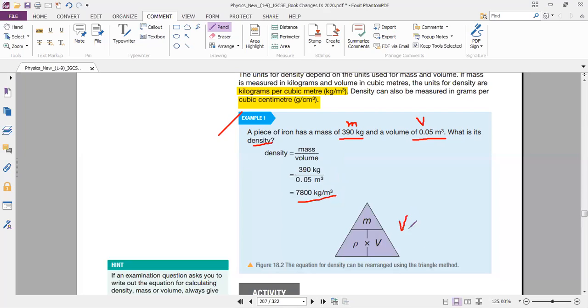This pyramid structure also is very useful to remember the formula. The density equals mass divided by volume. Volume equals mass divided by density. And mass equals density multiplied by volume. So you can remember any one of them if you can remember this pyramid diagram. This is also called triangle diagram or pyramid diagram.